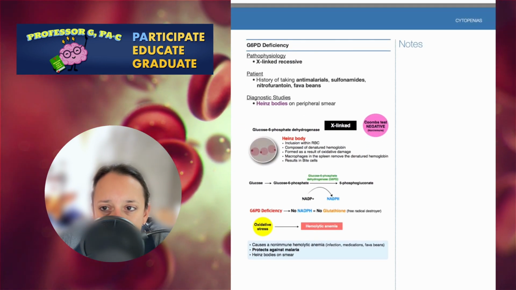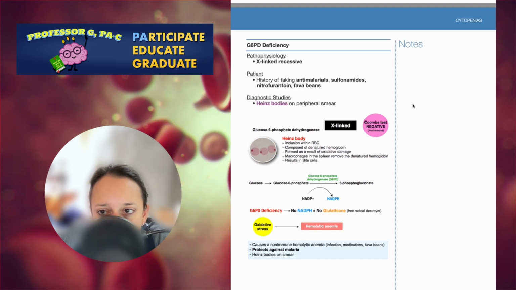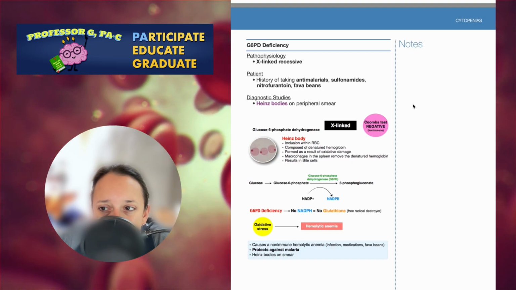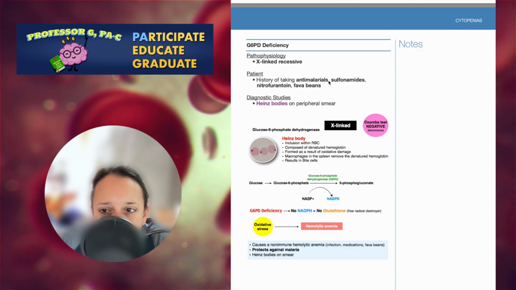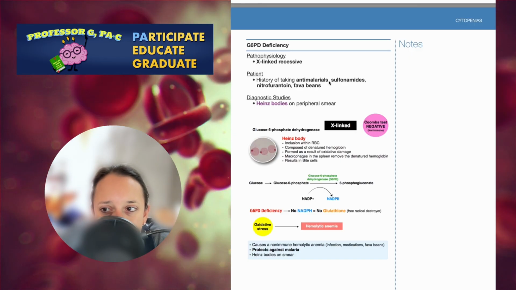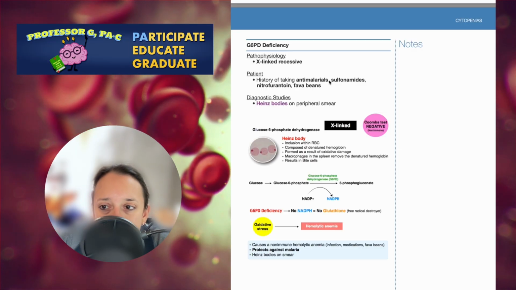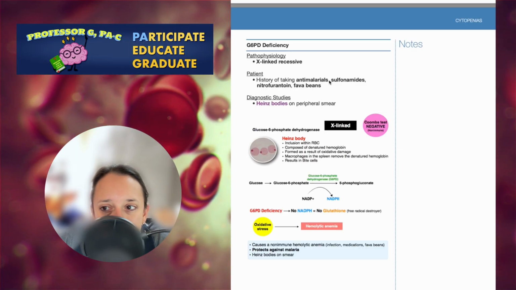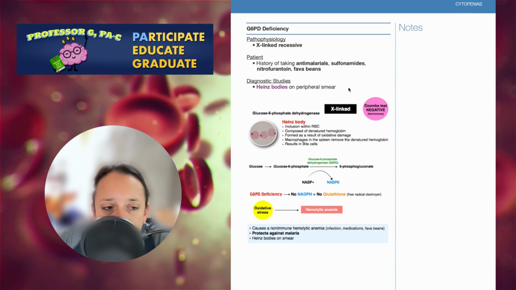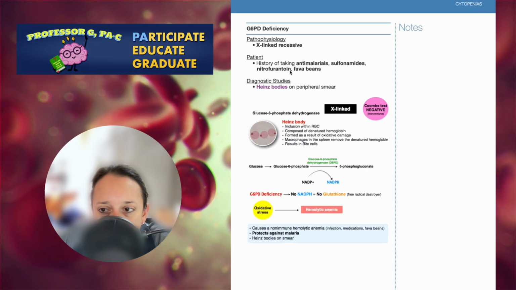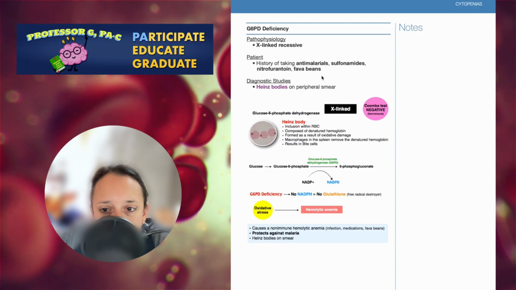G6PD, or glucose-6-phosphate dehydrogenase. This is an X-linked recessive disorder, and it makes red blood cells more vulnerable to oxidative stress. Because the G6PD enzyme helps protect the red blood cells from oxidative damage, a deficiency means that when these cells are exposed to certain stressors, their membranes break down and it causes acute hemolysis. It primarily affects men, and it's more common in individuals of African, Mediterranean, or Asian descent.